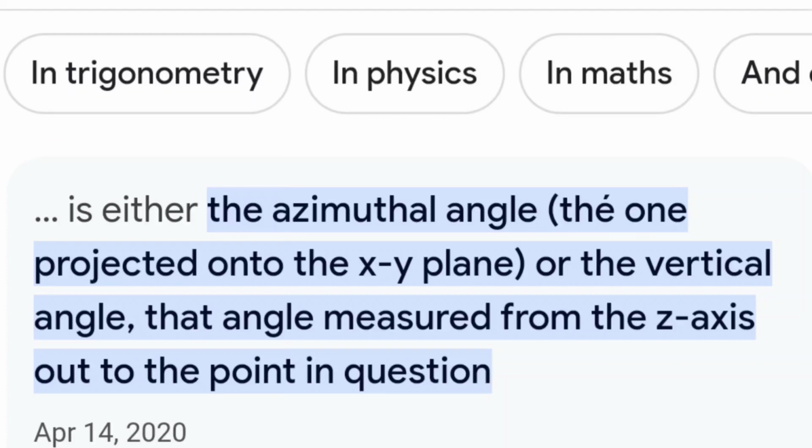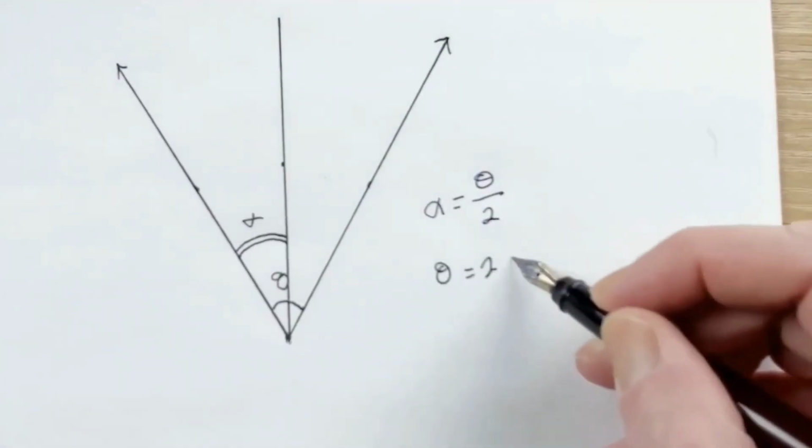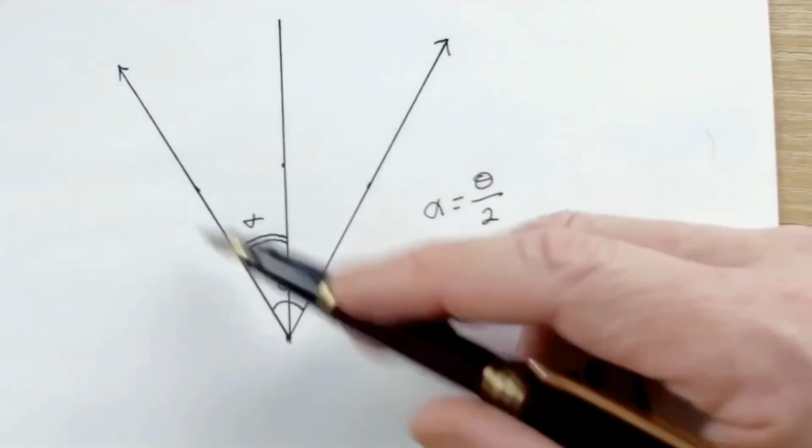It's stupid, but technically it's not even theta, because theta, this is the definition, theta is either the azimuthal angle on the xy plane or the vertical angle, which is that angle measured from the z-axis out to the point in question, and he didn't measure from there. He came up with an equation, but technically that's not even a theta. He didn't measure from there. Angle theta equals 2 alpha. So notice that there's absolutely no radius involved in any of this.